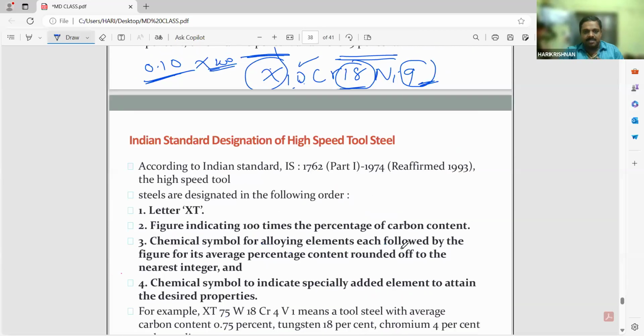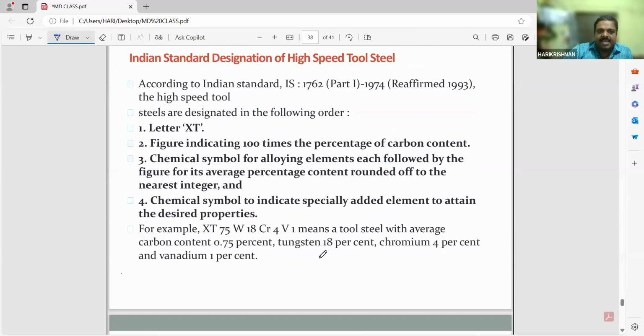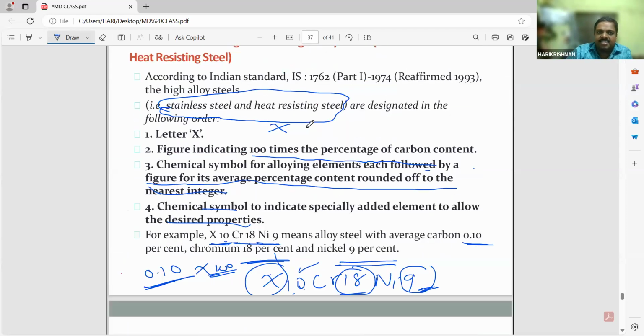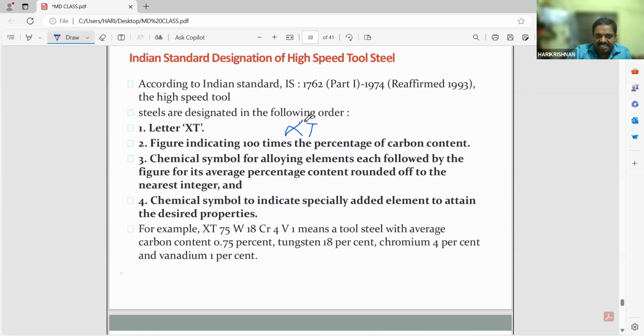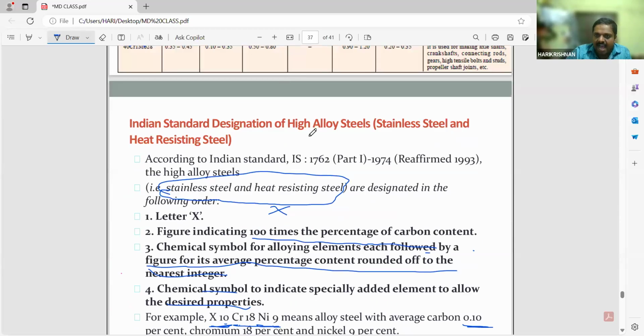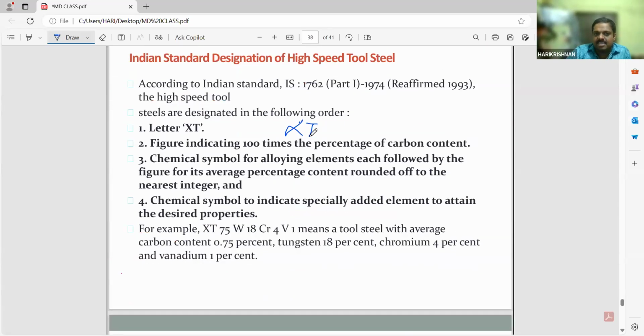Okay. Then the Indian standard designation of high speed tool steel. According to Indian Standard 1762 Part 1, 1974, reaffirmed in 1993, high speed tool steel is designated by X suffix T. X suffix T means it is a high speed steel. If X is only there, that is heat resisting steel or high alloy steel. Okay. So XT means high speed tool steel. If it is X, it is high alloy steel. Okay, I have to understand that. XT means high speed tool steel.